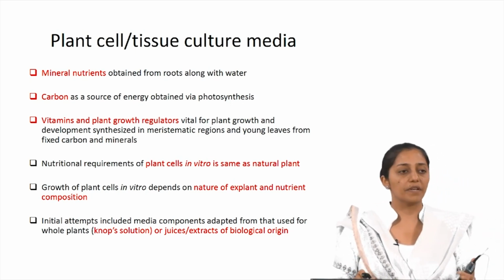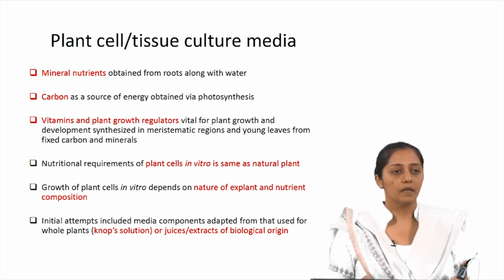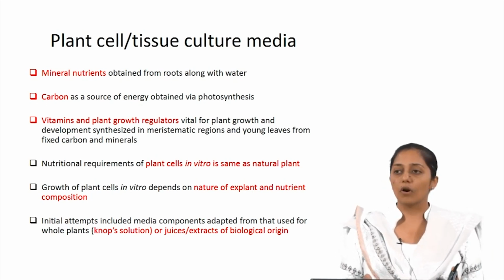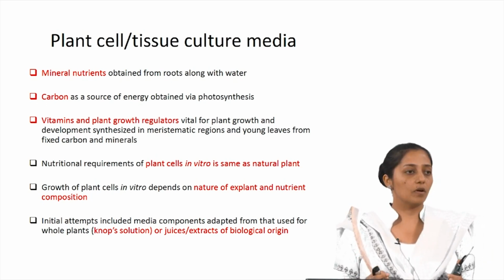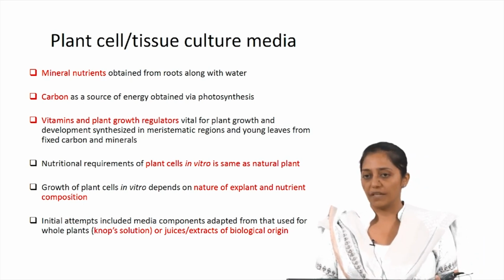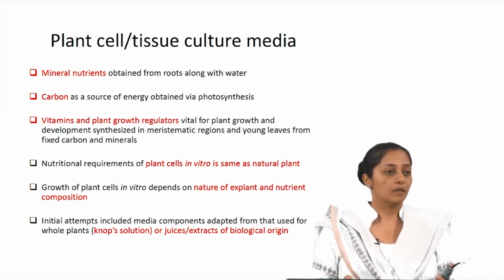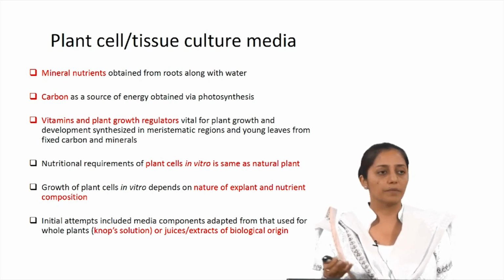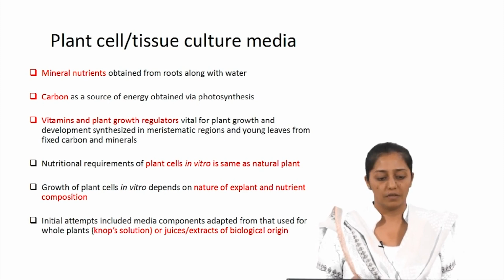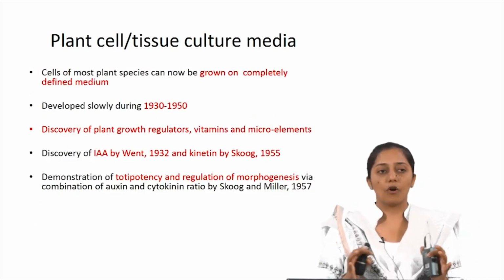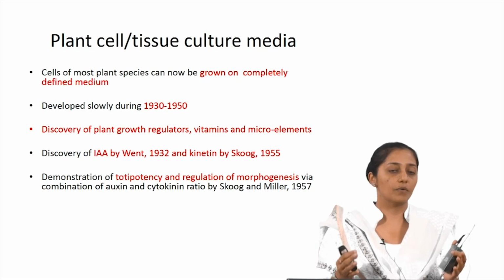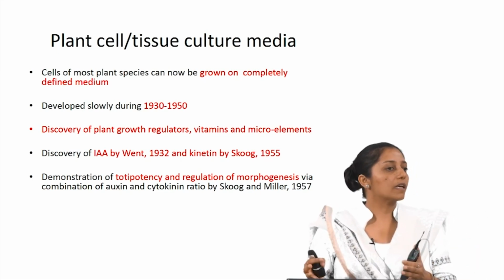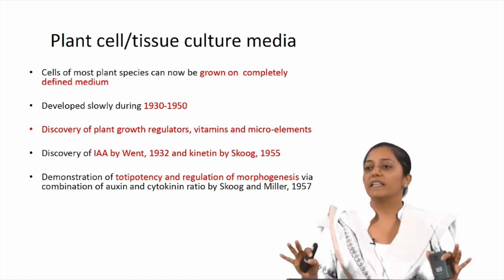So Knop's solution was initially only composed of major salt solutions. When the initial preparations of plant tissue culture media were being made, Knop's solution was used, or whole plant extracts, for example coconut water, as we were mentioning. Coconut milk was being used, or extracts or juices from plants or any other biological origin. So initially it started with non-defined media, and now we are at a stage where media is completely defined.